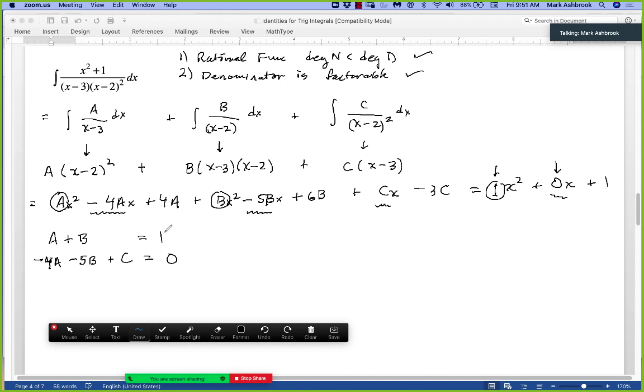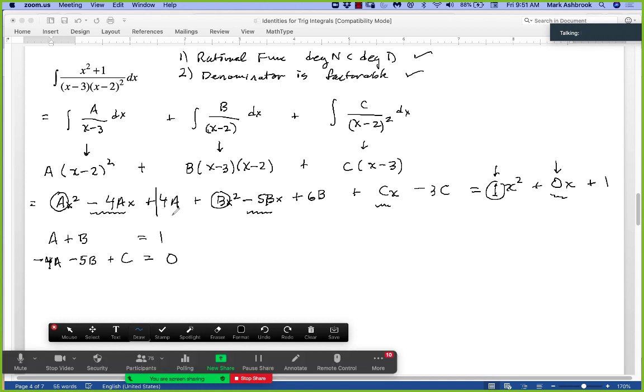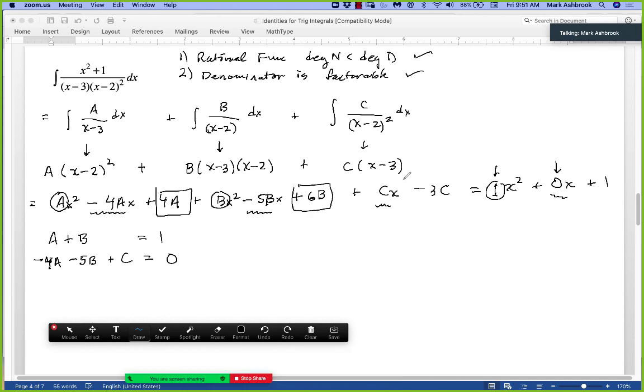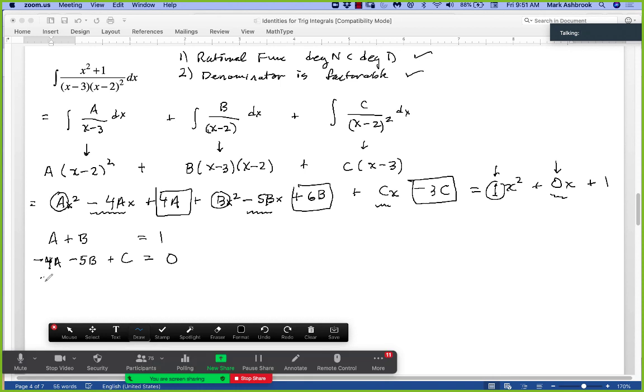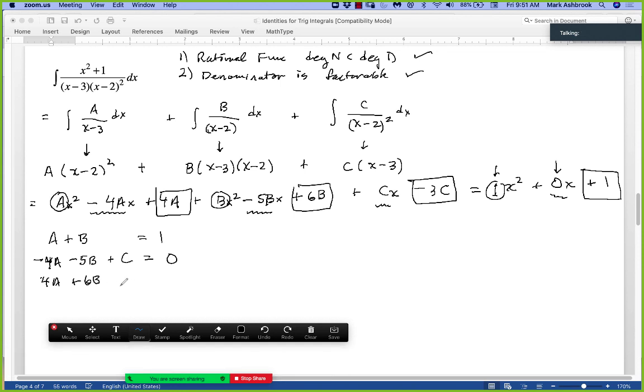Okay, and then finally, constant terms. Plus 4a, plus 6b, minus 3c, that all has to equal what? That has to equal 1, our constant over here. So 4a plus 6b minus 3c equals 1. So now, this time we have 3 equations and 3 variables. But the point is the same.